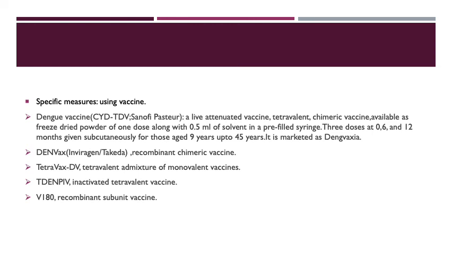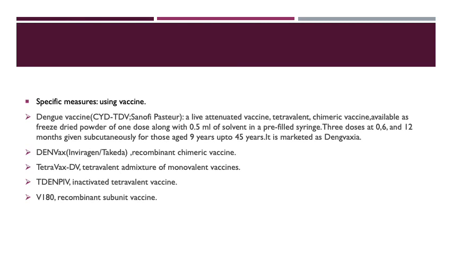Now, firstly, the vaccine which we use is the dengue vaccine, CYD-TDV, also called as the Sanofi Pasteur. It is a live attenuated vaccine which is tetravalent and available as freeze-dried powder of one dose with 0.5 ml of solvent in a pre-filled syringe. 3 doses are given at 0, 6 and 12 months subcutaneously for those who are aged 9 years up to 45 years and is marketed as Dengvaxia.